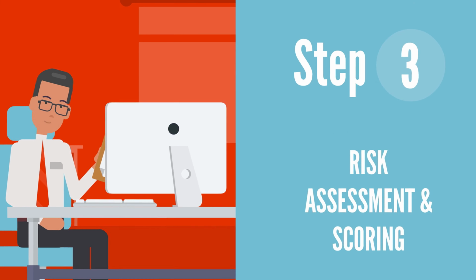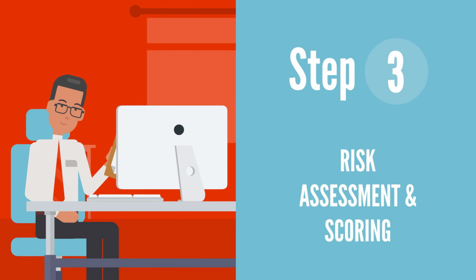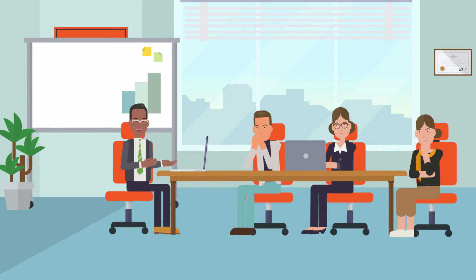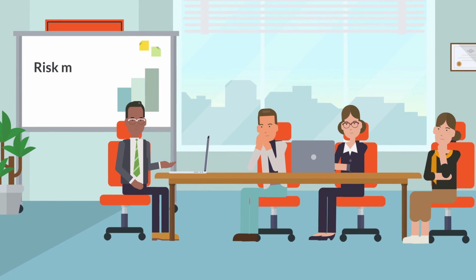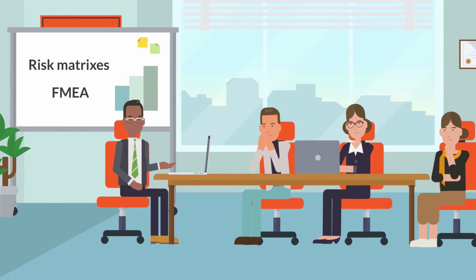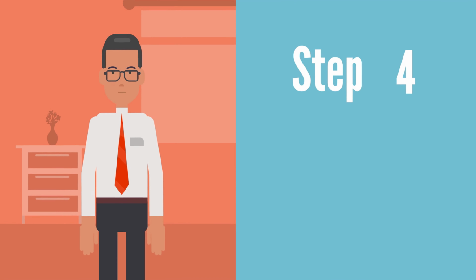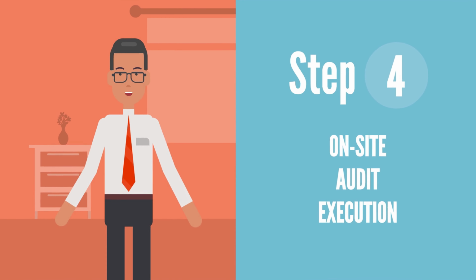Step 3. Risk assessment and scoring. Each supplier is evaluated based on predefined risk criteria, and a risk score is assigned using methods like risk matrices or FMEA. Step 4. On-site audit execution.